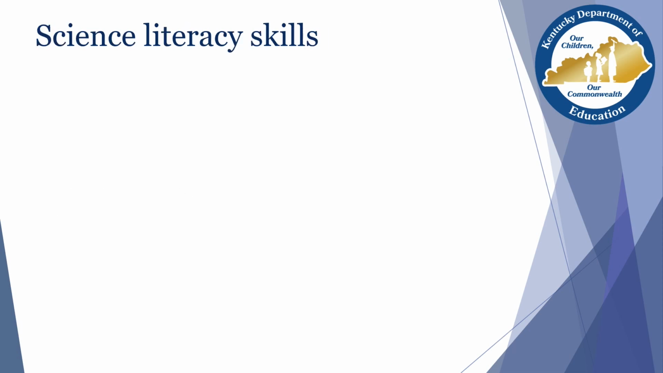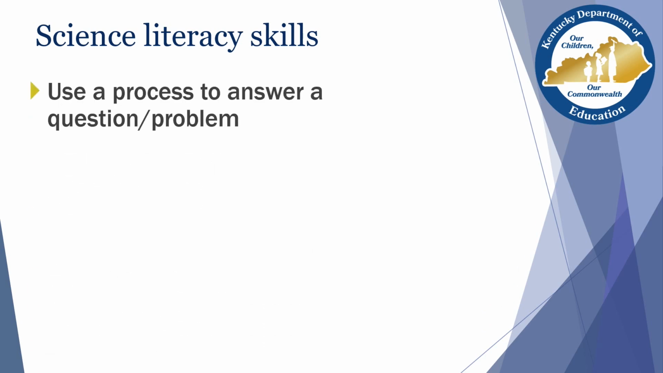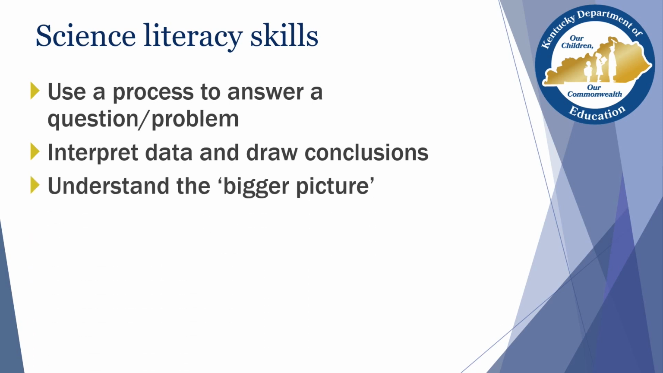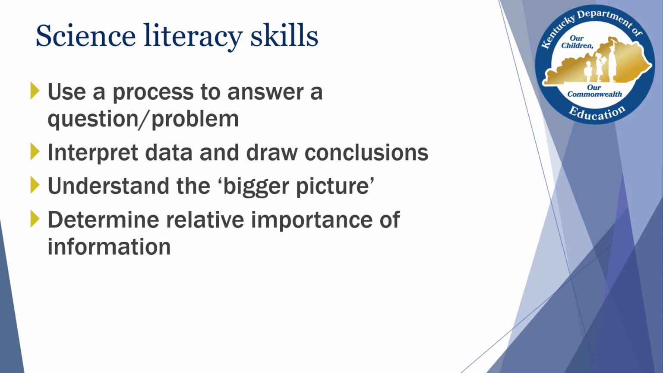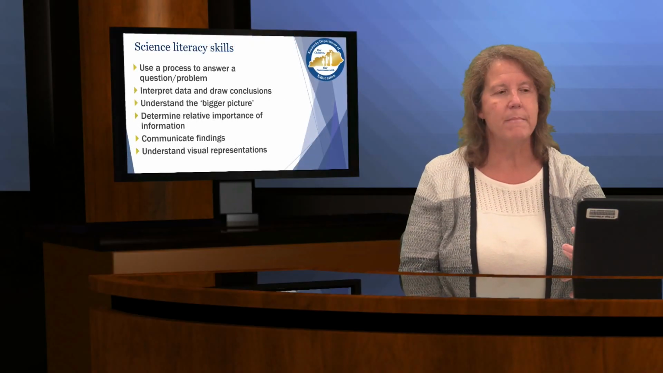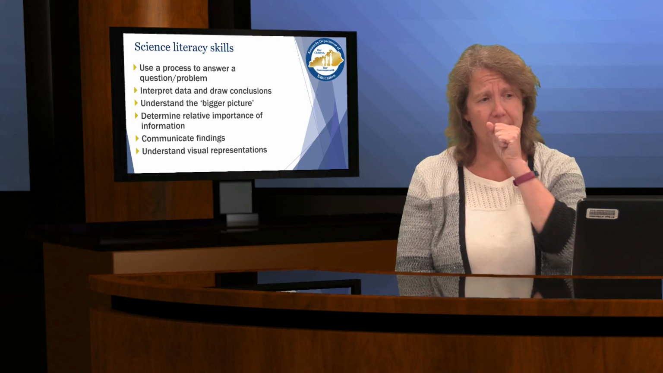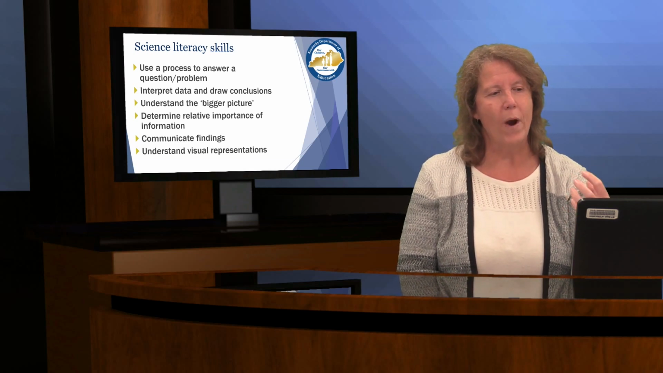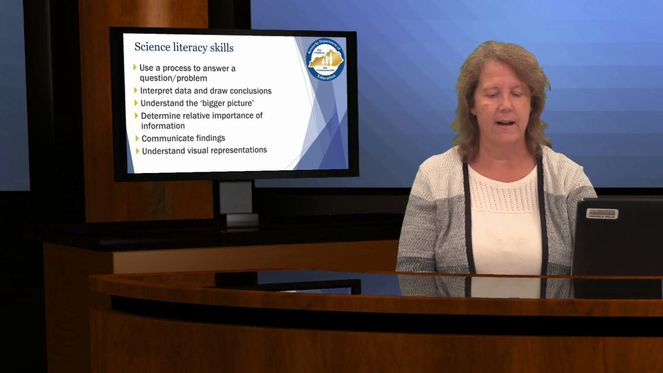So what are the science literacy skills? We're talking about things like to use a process to answer a question or a problem, to interpret data and draw conclusions, to understand the bigger picture, to determine relative importance of information, to communicate our findings, and to understand visual representations. So really what we're doing is we're taking information and we're trying to make sense of that information. And each one of those is actually a very specific way of looking at science ideas and concepts.